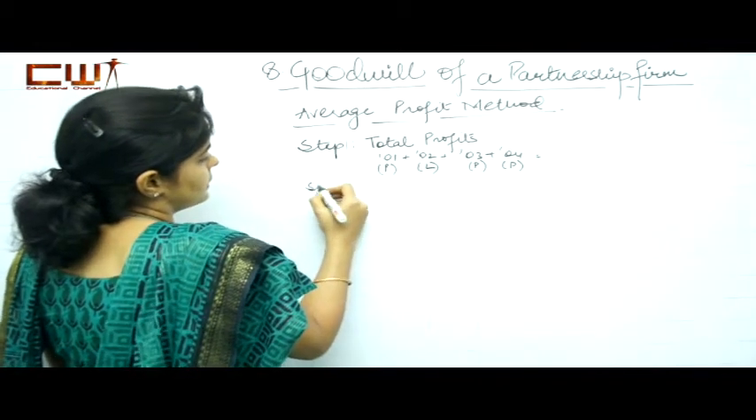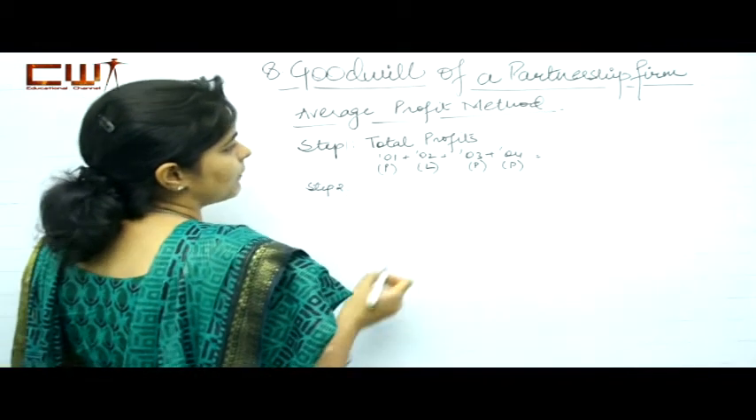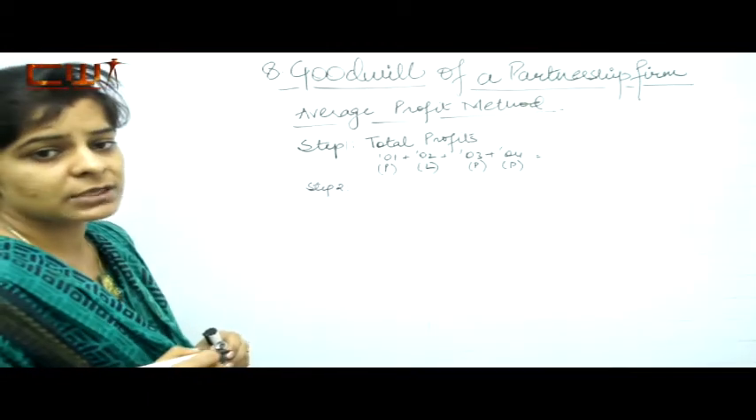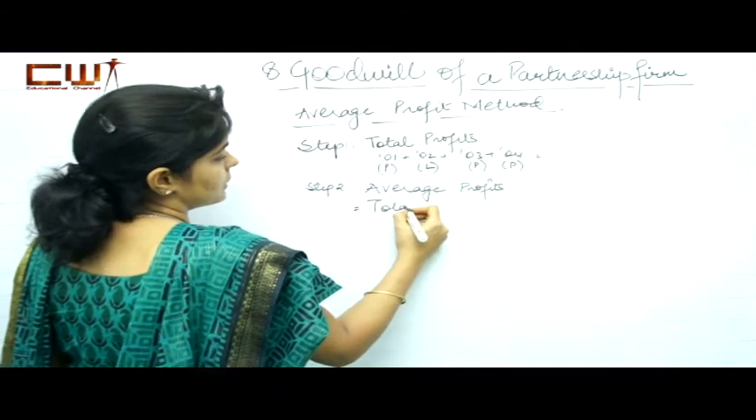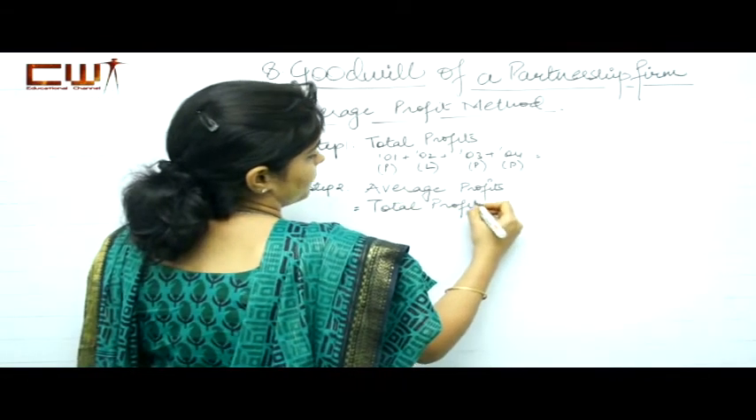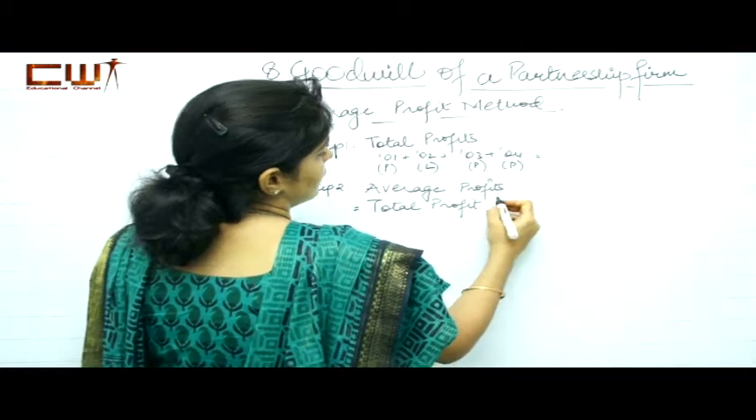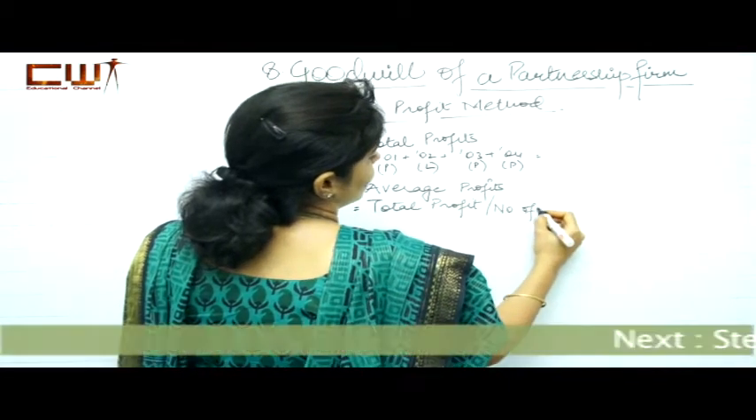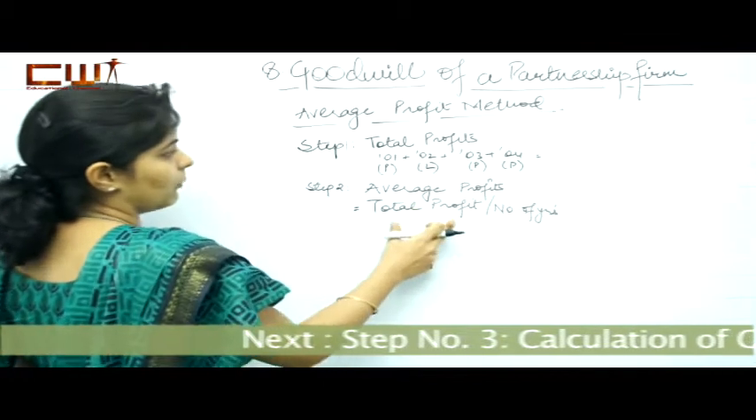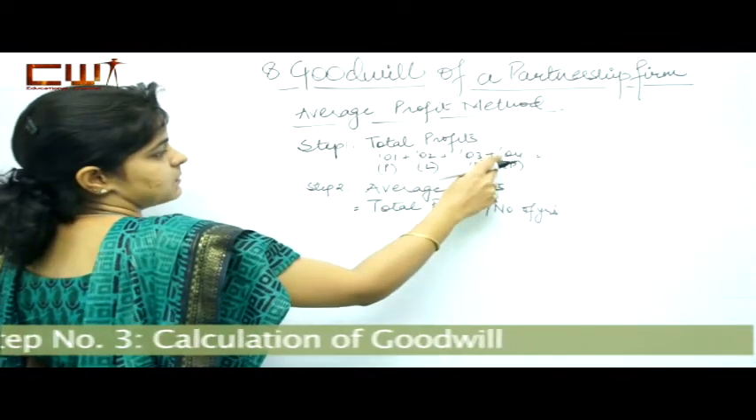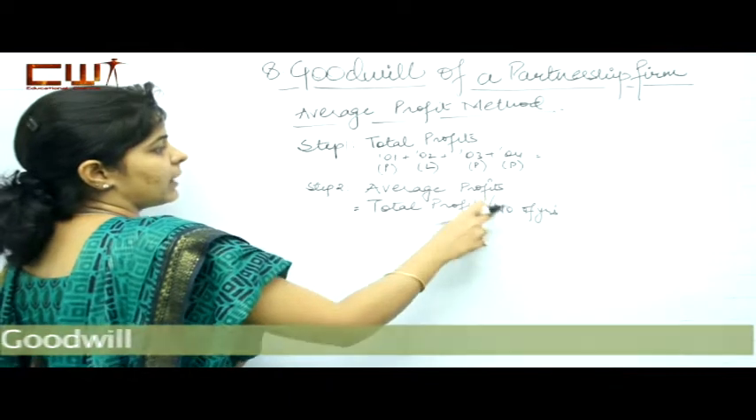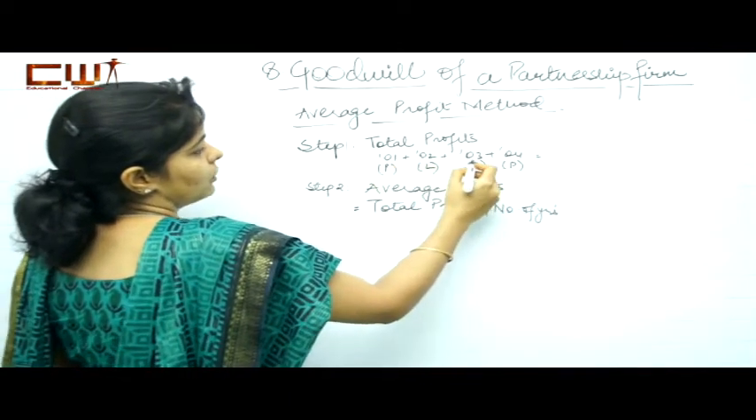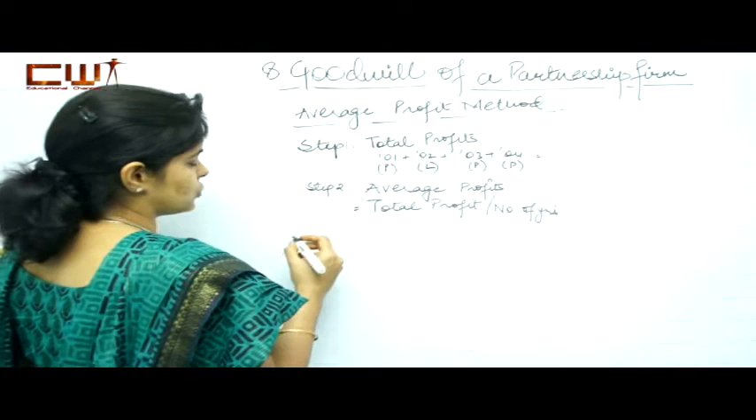Then you have step 2. After calculating total profits, you are to calculate average profit. How do you calculate average profits? Total profit divided by number of years, right? Total profit means this plus this minus this, whatever total comes, divided by number of years. How many years are there? 1, 2, 3, 4. So that will give you average profits.